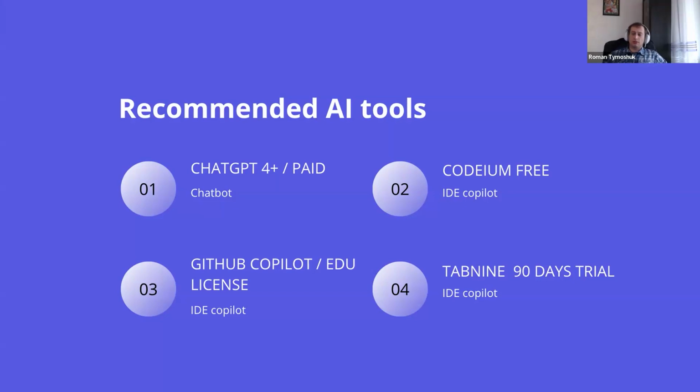It's also easy to integrate with an IDE, with IntelliJ IDEA. In parallel, there are Codium, which is free, and Tabnine. Codium is a free version, and you can use it also as an IDE copilot. And Tabnine has a 90 days trial. Personally, from my side, I'm using ChatGPT 4 Plus, which is a paid version. And for GitHub Copilot, I have a corporate license because I'm working in a corporation which requires using this. But as far as I know, there is an educational license which you can use and integrate with your IDE.